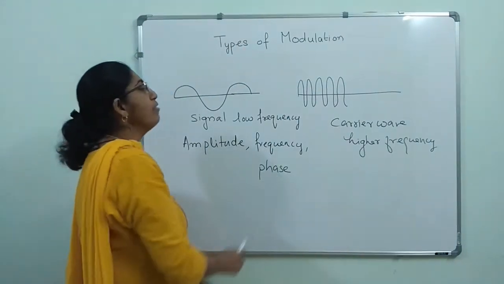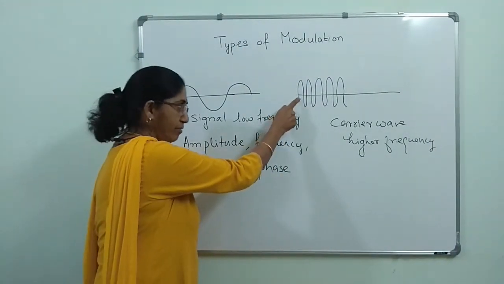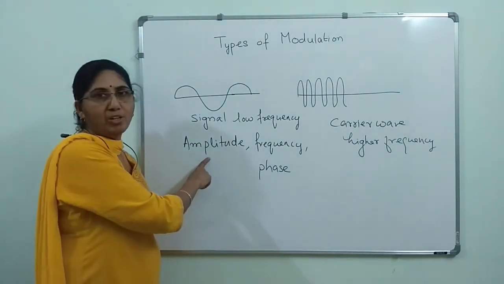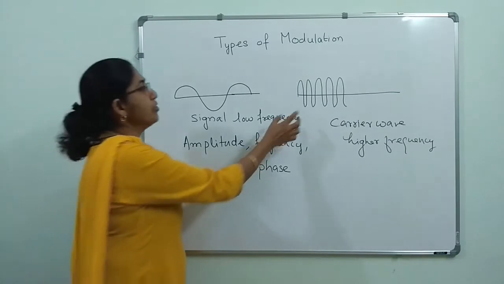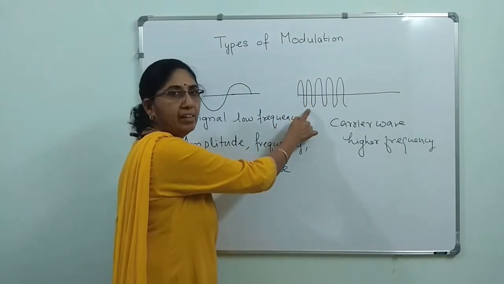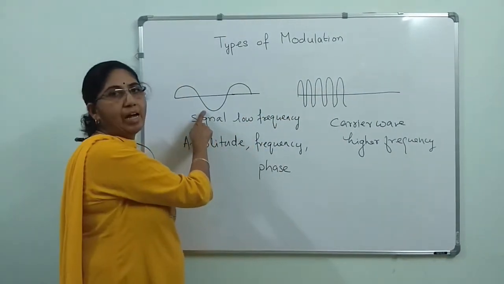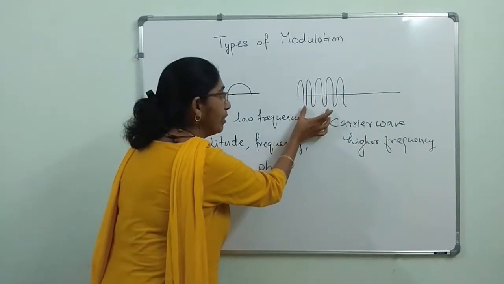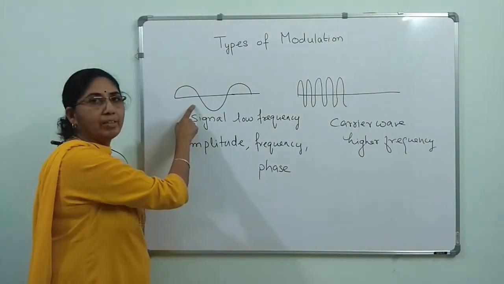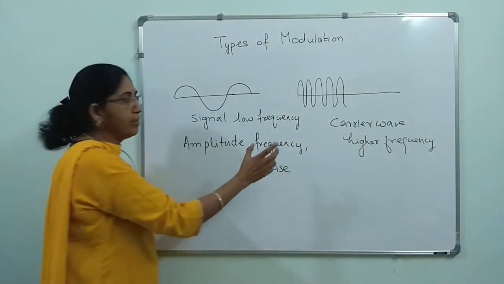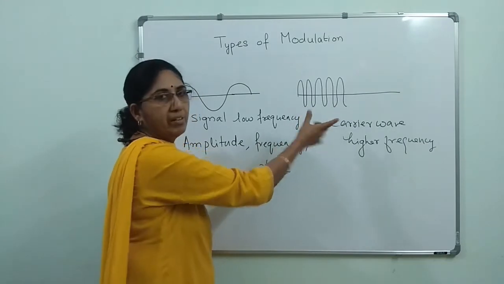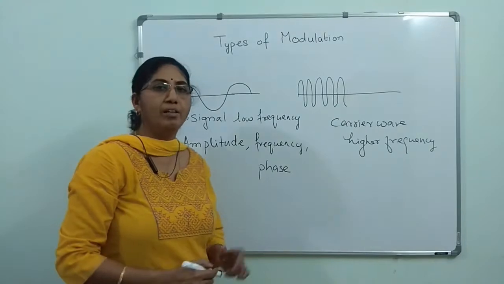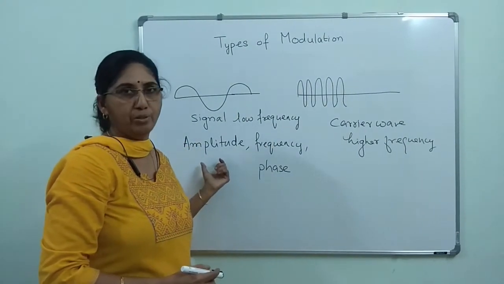That means if you are modifying the amplitude of the carrier wave according to that of our signal, we get an amplitude modulated wave. If we are going to change the frequency of the carrier according to the signal, then it will be frequency modulation. First we are going to discuss about amplitude modulation.